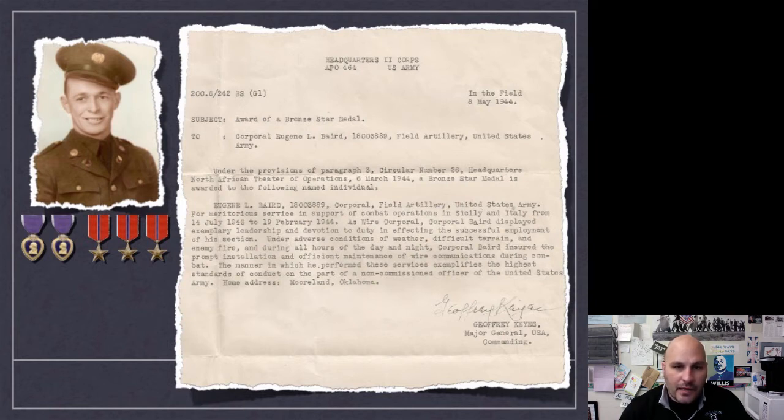And the subject here at the top says the award of a Bronze Star Medal, right, to Corporal Eugene L. Baird. And that's his service number, 1803889, Field Artillery, United States Army. And under the provisions of paragraph 3, and I'm not going to read all that, but as you understand, North African Theater of Operations, he is awarded a Bronze Star Medal, and here is why. For meritorious service and support of combat operations in Sicily and Italy from July 14th, 1943 to February 19th, 1944.